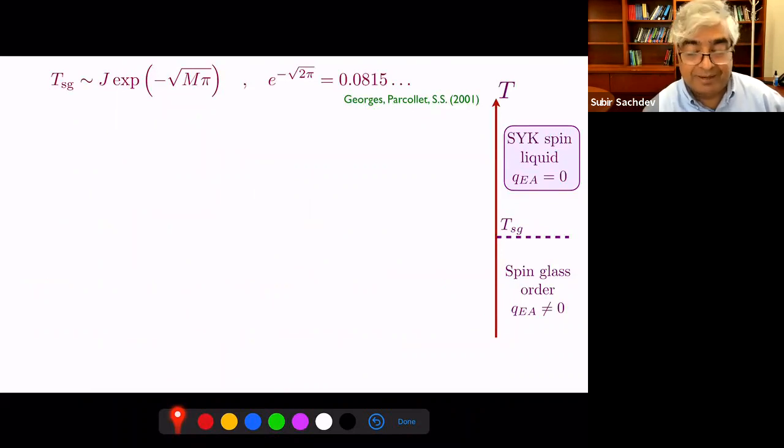And it's part of the reason that we didn't work that intensively on this model after that, because there was certainly an interesting SYK spin liquid with no spin glass order, but there was always a non-zero spin glass transition temperature where you got spin glass order. And you can estimate it now from the results, and this is what it is for large N. It's exponentially weak for large N. But I like to point out for M equals 2, this is still quite a small number.